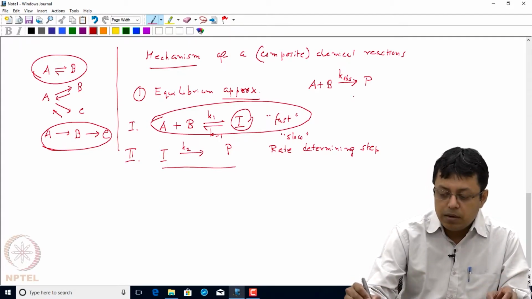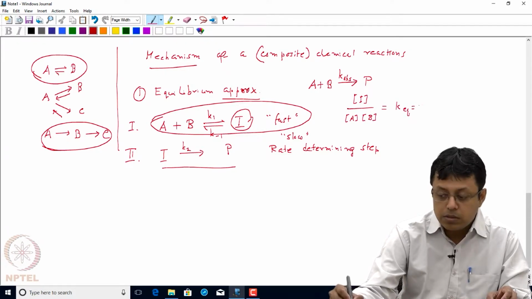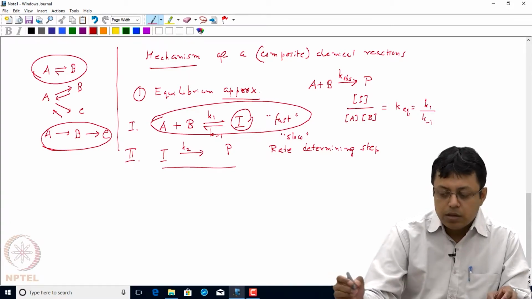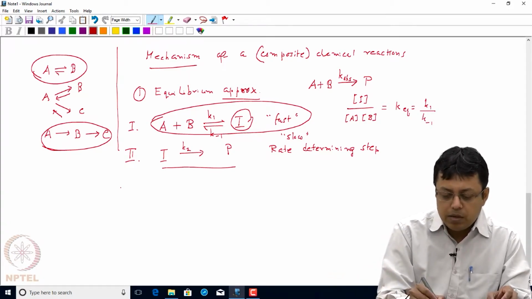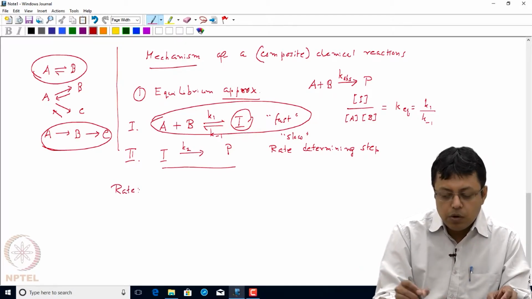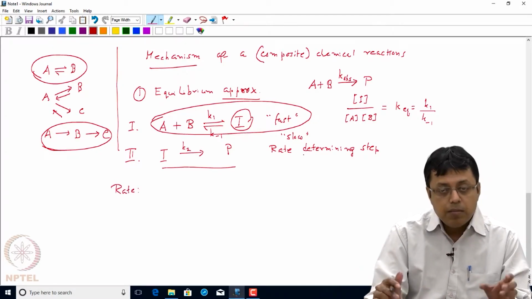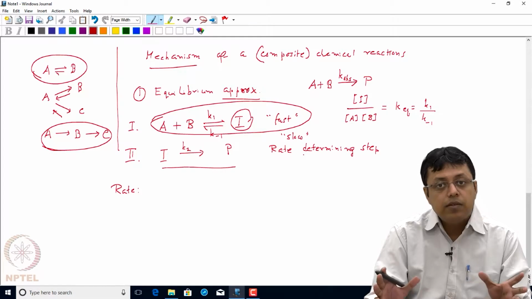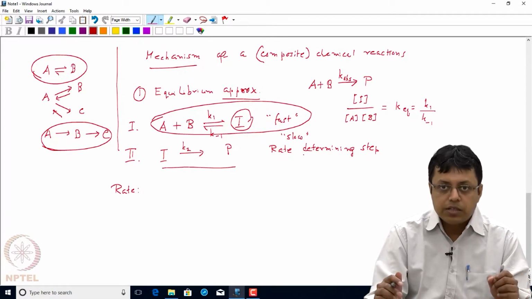Now from this equilibrium, I can easily write that the concentration of I divided by concentration A and B is nothing but the equilibrium constant, which is the ratio of the forward and the reverse rate constant. So we can readily say what is the rate of the reaction. The rate of the reaction for a multi-step reaction will depend on the slowest step, because the slowest step creates as if it is a bottleneck to the reaction.